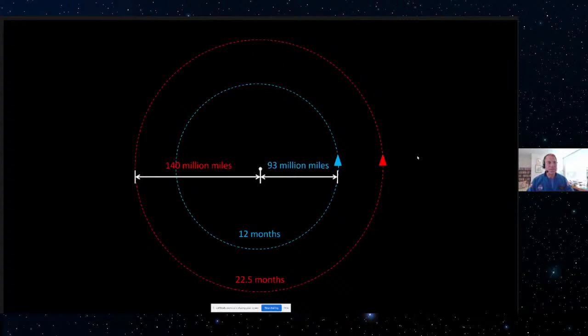Blue dashed line represents the orbit of the Earth around the sun with a radius of, on average, about 93 million miles. The Earth goes around counterclockwise as indicated by the blue arrow. It takes 12 months for the Earth to go around.